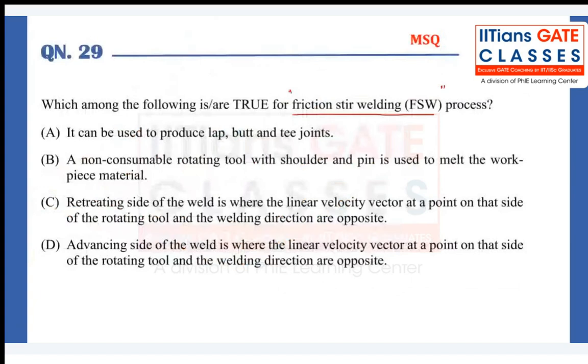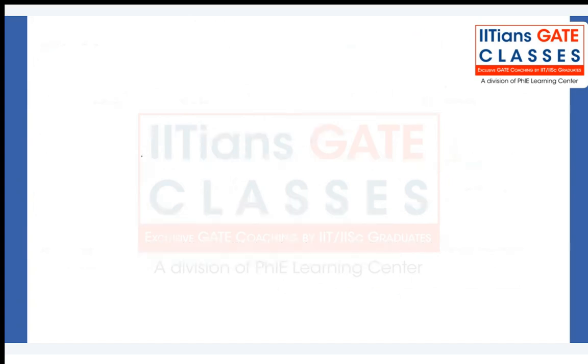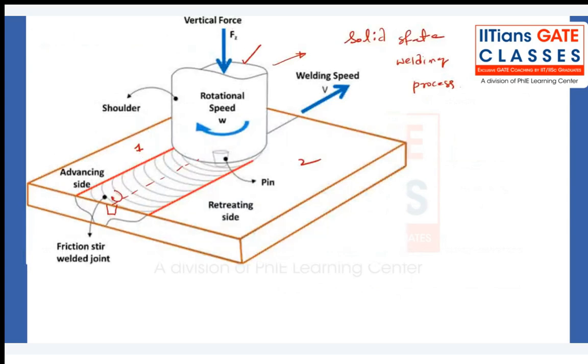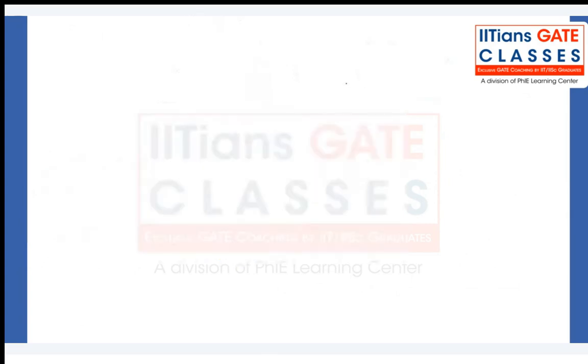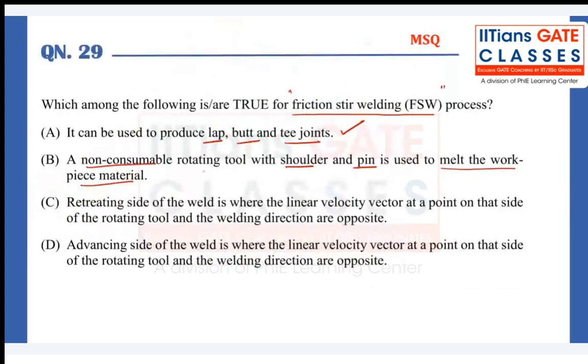Hope you understand, right? Now, what are the statements? It can be used to produce lap, butt and T joints. Obviously, it is correct. Next, a non-consumable rotating tool with shoulder and pin is used to melt the workpiece material. See, shoulder, pin, and non-consumable rotating tool, that is correct. But these are not going to melt the workpiece material. In friction stir welding, material is not melted. So this statement is wrong. It is a solid state welding process.